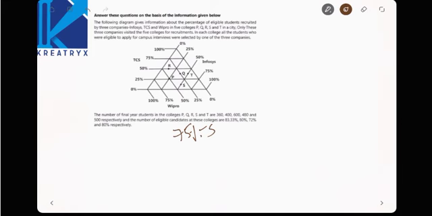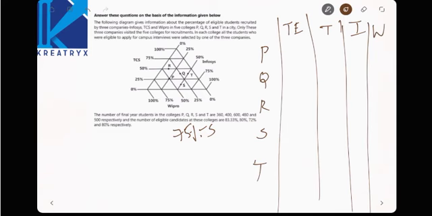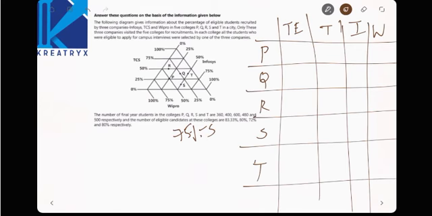See here, the final year students are given as 360, 400, and so on, and the eligible percentages are given here. Now let us make a table, right? What are the colleges? P, Q, R, S, T. Now let us make columns for total eligible candidates, TCS, Infosys, and Wipro. Let us make a table here to make calculations easy.